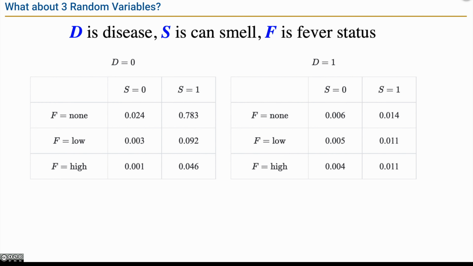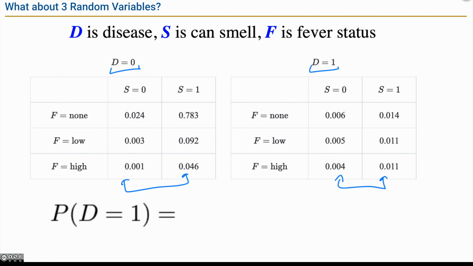I need a dimension for disease, a dimension for smell, a dimension for fever. And so the easiest way for me to show that on a 2D slide is just to break apart over one of the variables. So here's the table for D is 0, here's the table for D is 1. So altogether, these now have to add up to 1. Again, this completely specifies everything I need to know about this joint distribution.